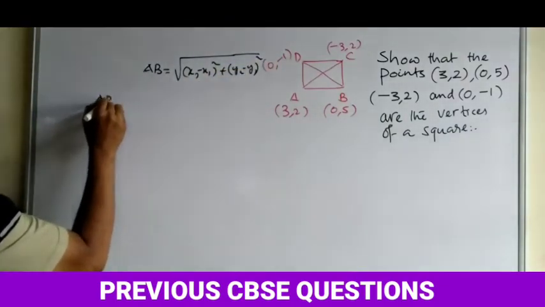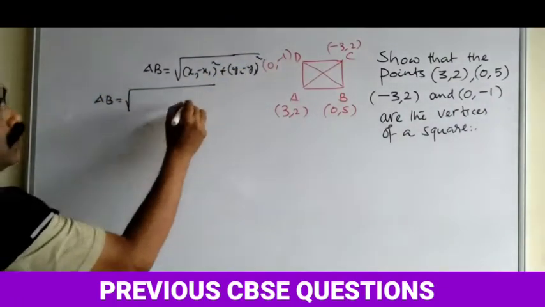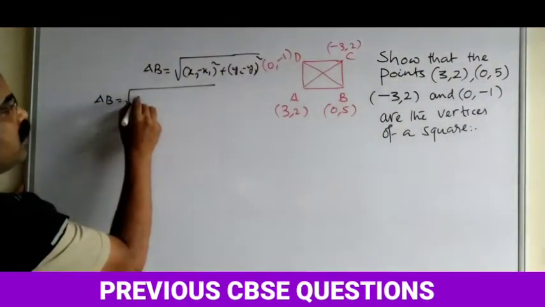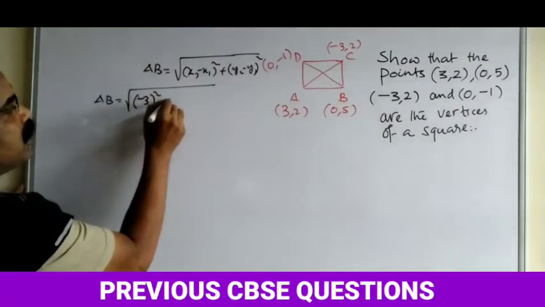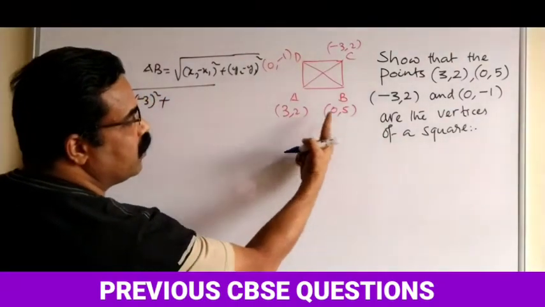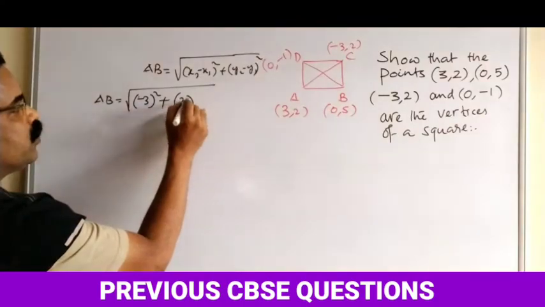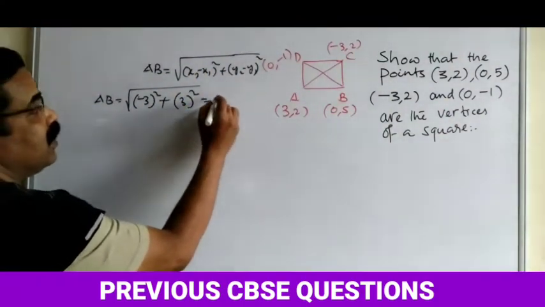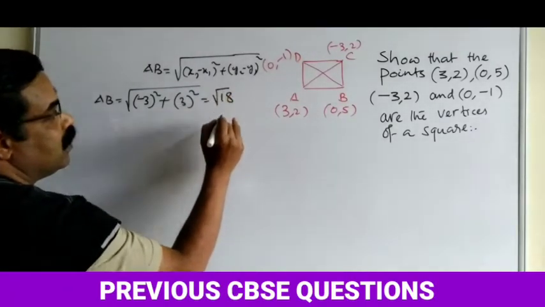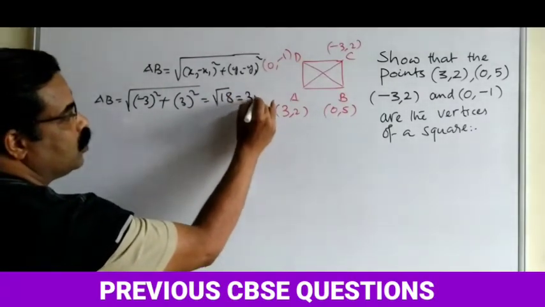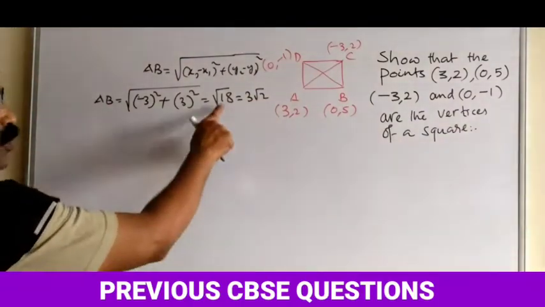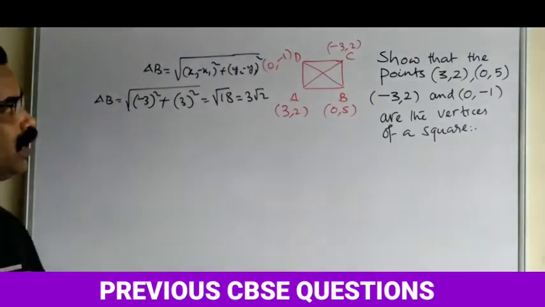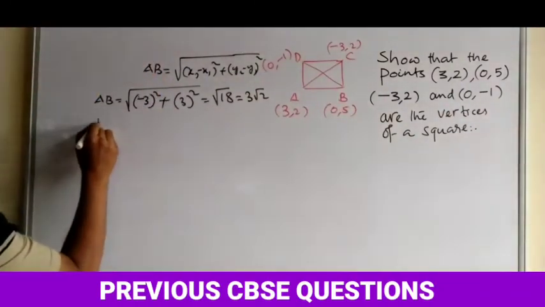So AB is equal to what? Under root (x2 minus x1), 0 minus 3 all square, that is 3 square, plus (y2 minus y1), 5 minus 2 all square, 3 square. So you got 3 square is 9, 3 square is 9, 9 plus 9, 18, root 18. So this can be written as 3 root 2. 9 into 2, so 9 root will come out 3, 3 root 2. So we got AB.